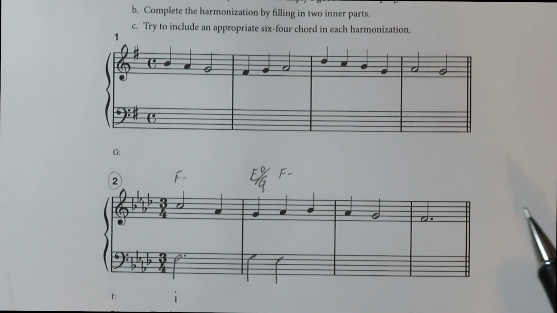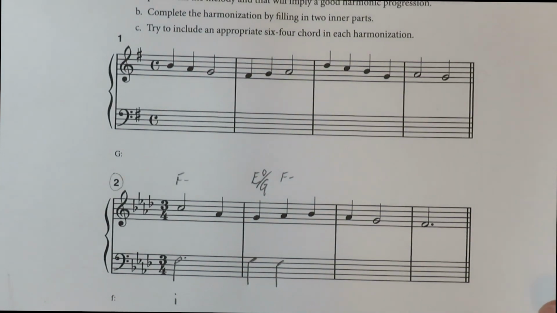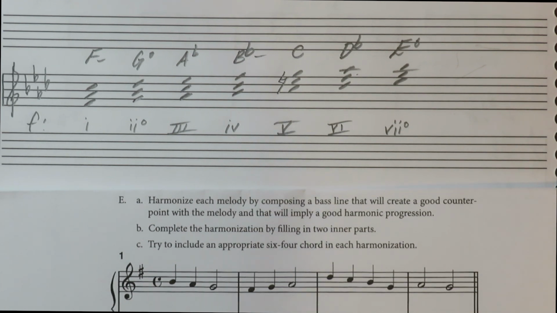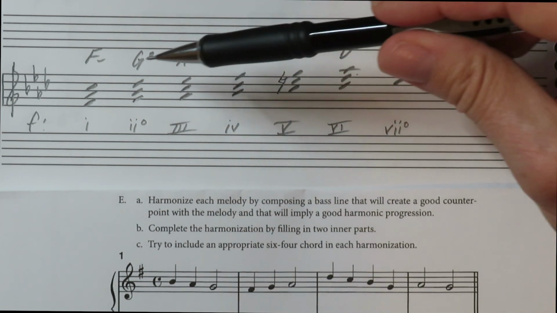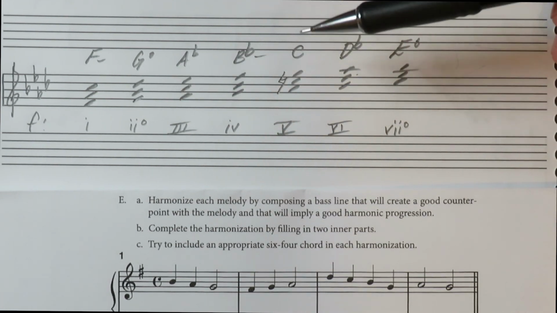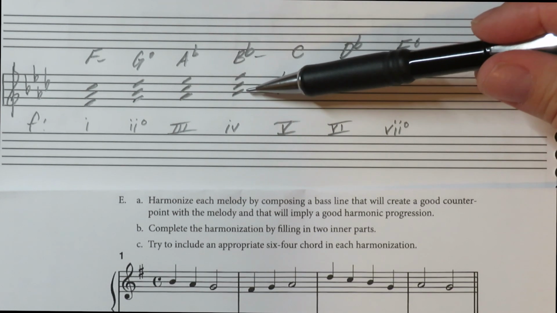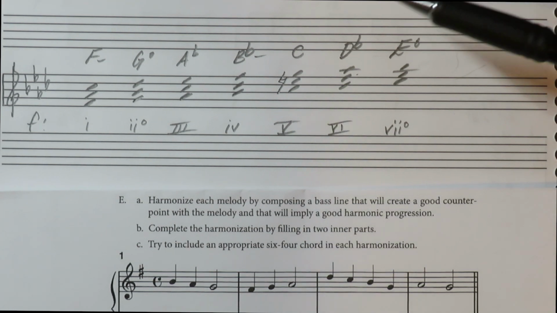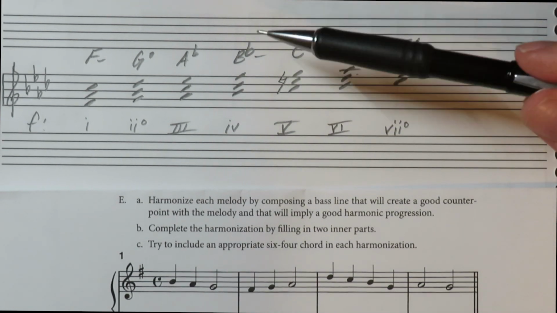Let's see, now we have the B flat. And the B flat is part of the G diminished, the 2 chord. It's the third. It's the root of the 4 chord, the B flat minor. And it is the 5th of the E diminished. So I chose to go from 1 to 4.